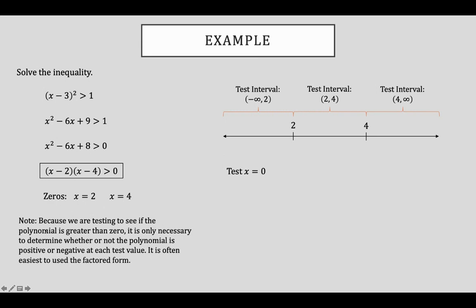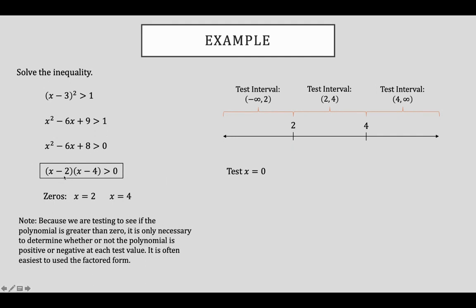The reason is because we are testing to see if the polynomial is greater than 0 or less than 0, in this case greater than 0. It is only necessary to determine whether or not the polynomial is positive or negative at each test value. It is often easiest to do this using the factored form. In other words, I don't really need to know what the number is. I just need to know whether or not it is going to be positive or negative.